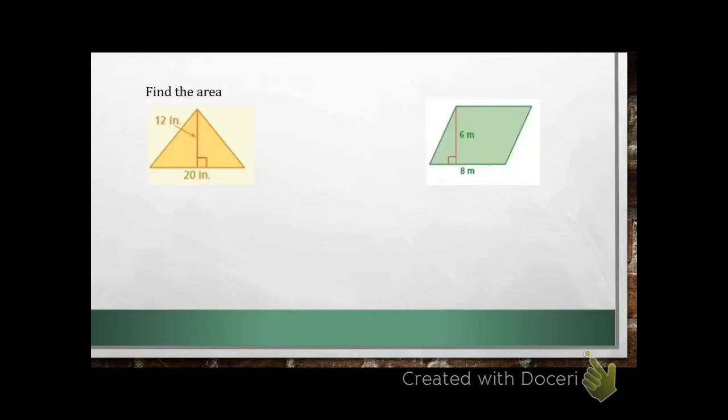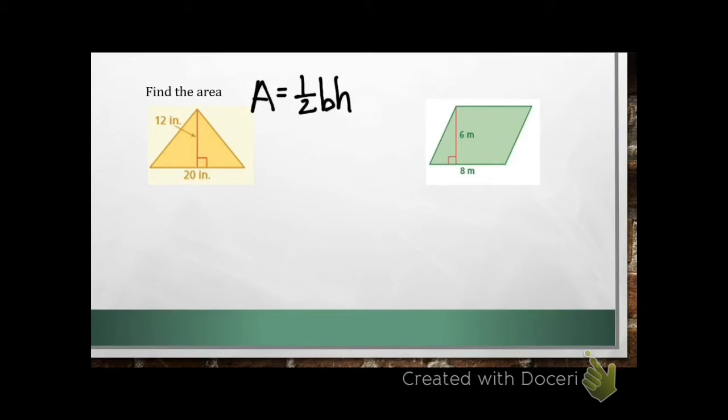All right, now to find the area of a triangle. Let's write our formula first. A equals 1/2 of the base times the height. Remember, because a triangle is half of a parallelogram, all we have to do is take our formula for a parallelogram and cut it in half.